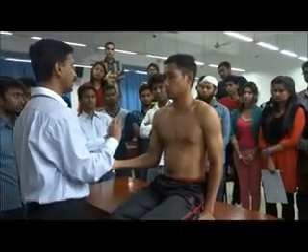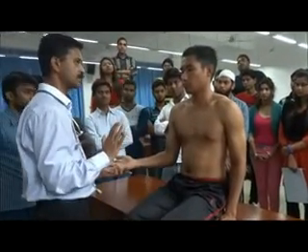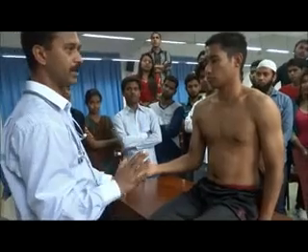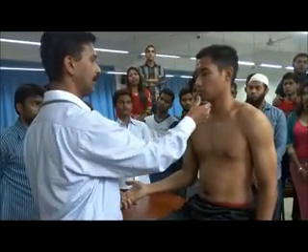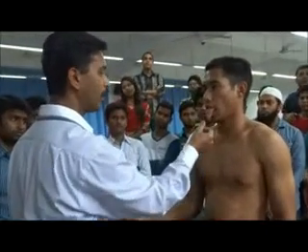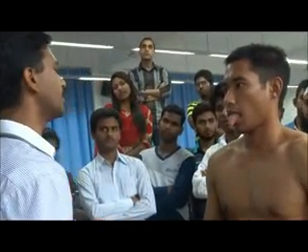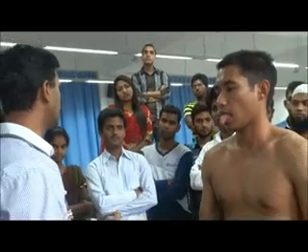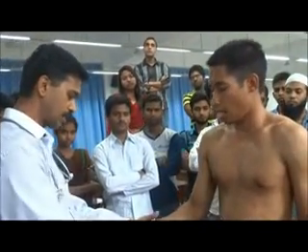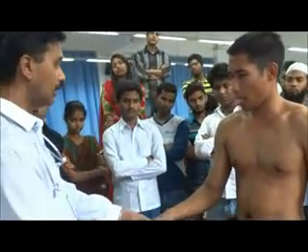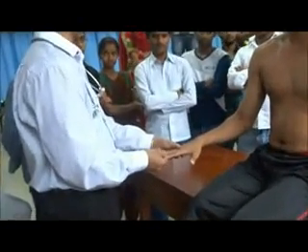This blue color indicates peripheral cyanosis. For checking central cyanosis, you need to check the tip of the tongue. If the tip of the tongue shows blue color, then it is central cyanosis. Then we need to check koilonychia and clubbing.